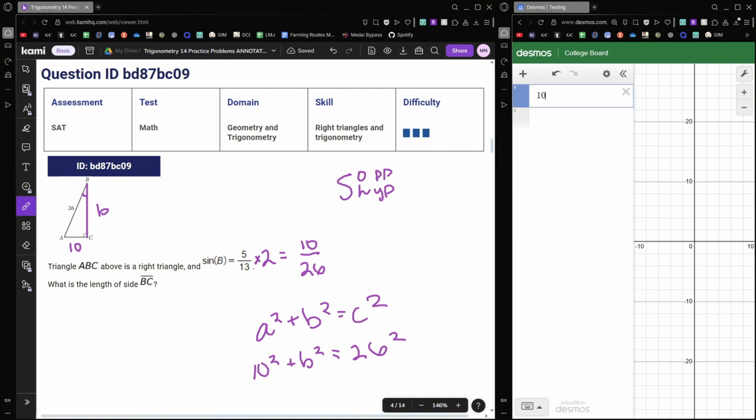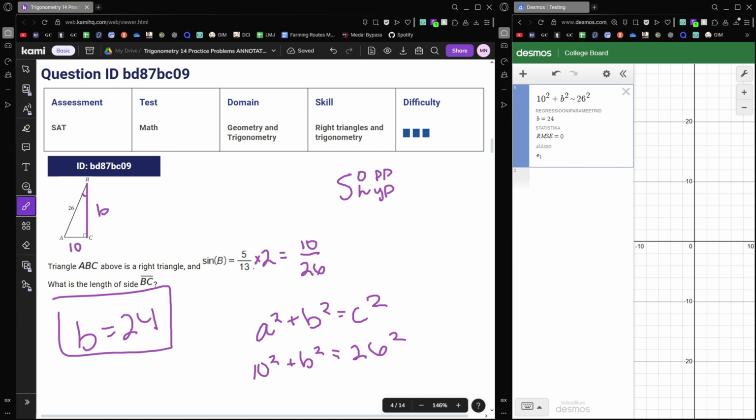I'm gonna just put it in Desmos. Instead of an equal sign, you want to put a tilde. And you get that b is equal to 24. So the length of side BC is 24.